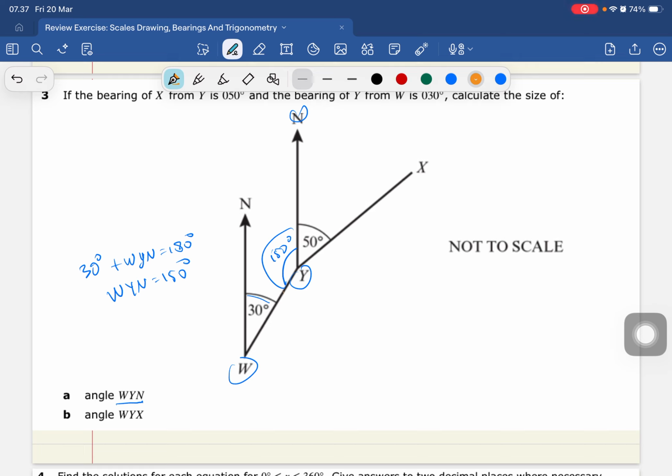Next, WYX. Okay, the whole circle here. So the total is going to be WYX plus 50 plus 150. This equals 360 degrees. So WYX equals 360 degrees minus 50 and 150, which is 200. So we minus 200 degrees. So the angle of WYX is equal to 160 degrees.